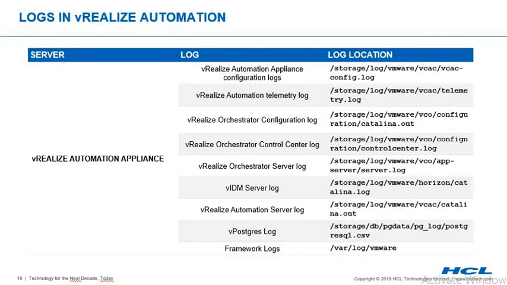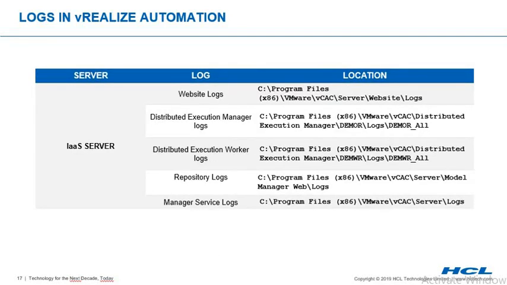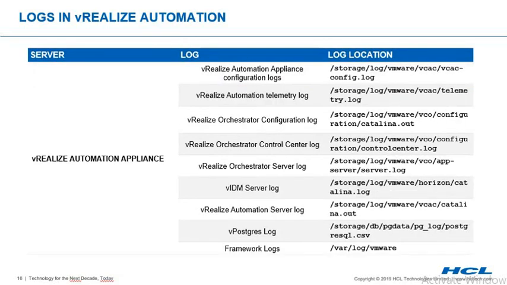So now, for the ease of understanding the log files for you all, I've segregated the logs into two parts. The first part is the vRealize Automation Appliance logs, and the second part is IaaS server logs. So let's go to the first part.